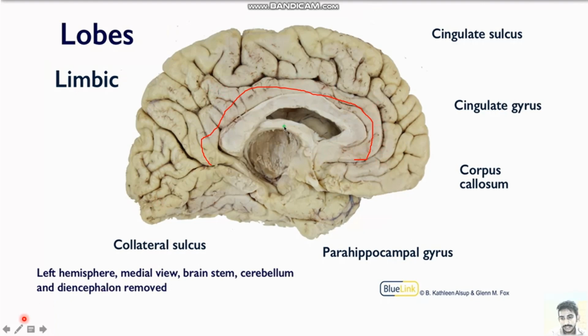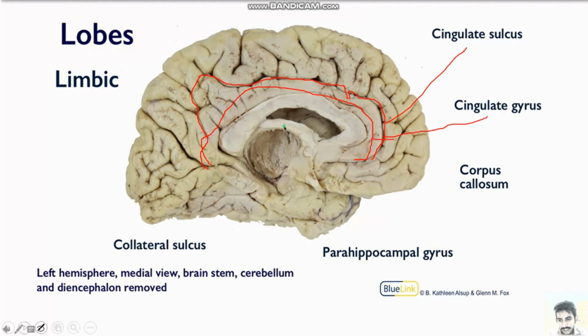Let me trace it down for you guys. This is our cingulate sulcus that is separating our cingulate gyrus from the rest of our cortex. This is our cingulate gyrus. Cingulate sulcus. This is our cingulate gyrus.